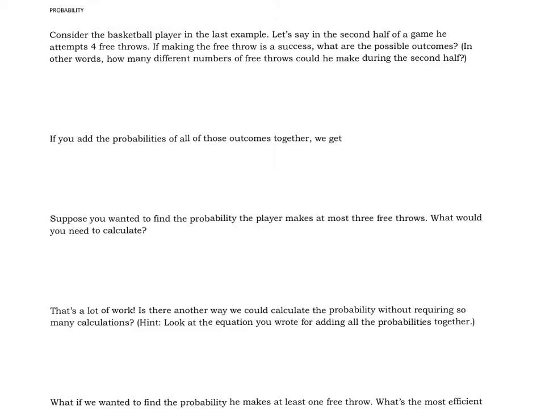So again, we're going to attempt 4. How many different numbers of free throws could he make? He could make none of them. He could make 1. He could make 2. He could make 3. Or he could make all 4 of those free throws. Those are his only possible outcomes, anywhere from none of them up to all of them.